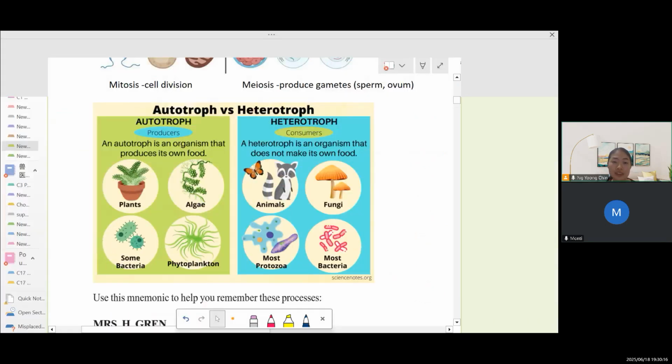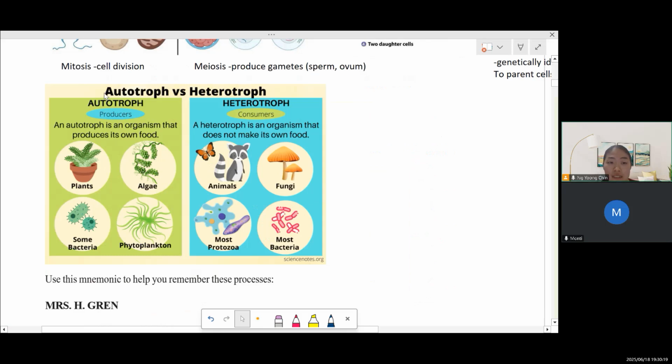What does this table show? Plants are able to do photosynthesis, right? Photosynthesis is a process used by the plant to make their own food. So plants are known as producers, because they produce their own food.